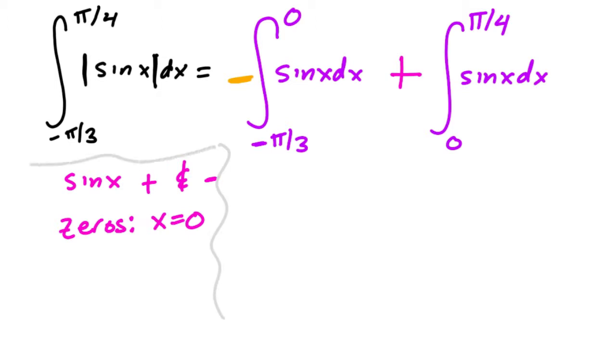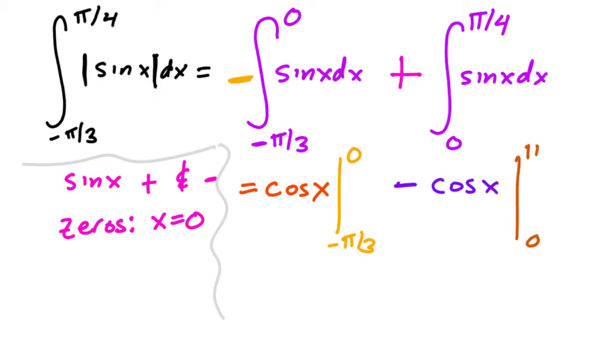Okay, so after we do that, then we can just find the integral like usual. So the antiderivative of sine is negative cosine, and so times that negative is just going to be positive cosine of x, evaluated from negative pi over 3 to 0, and then minus cosine of x, because the antiderivative is negative cosine, from 0 to pi over 4.